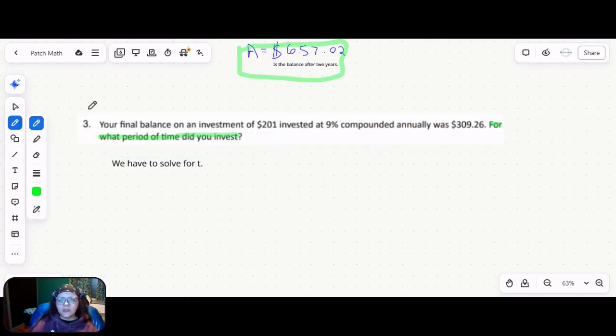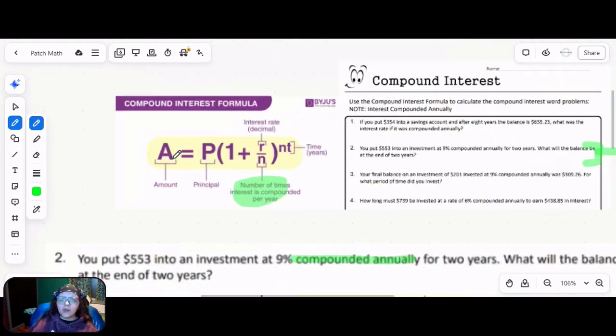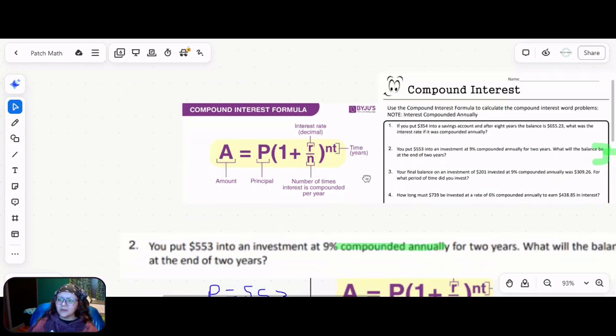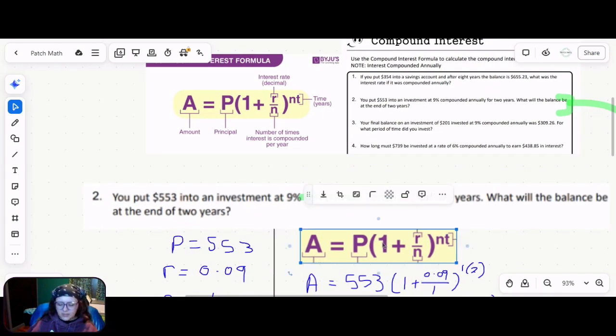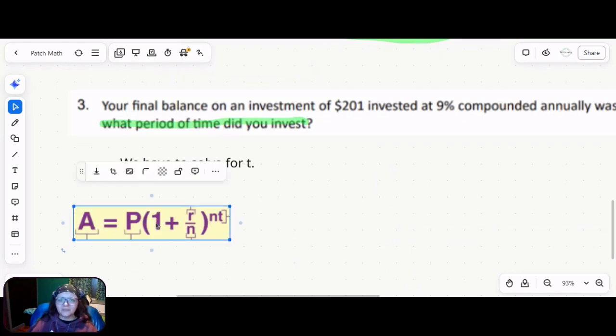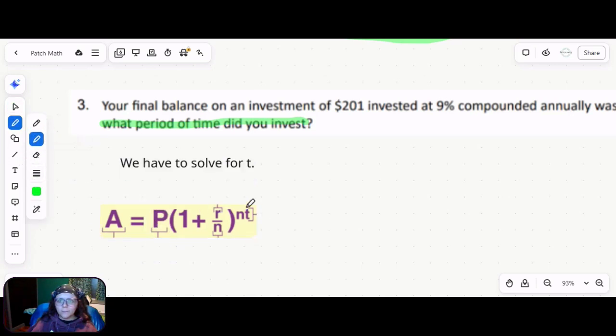Now we need to find the other information that's going to help us solve for T. If you don't remember the compound interest formula, here it is. Artifact from my other video. And I'm going to go ahead and bring the simplified version on down. That means we are solving right here.